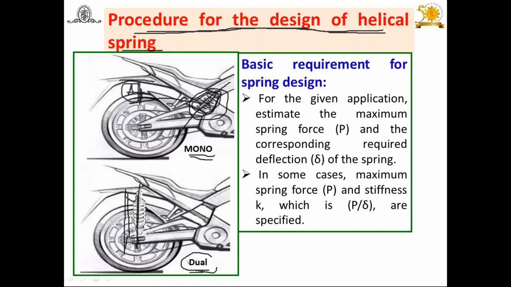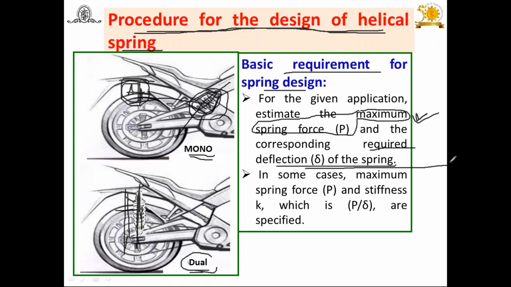Whatever may be the deflection of the spring here, but important point here, how much is this A? But in this case, directly you will get that deflection is equal to this distance. That means the basic requirement for the design of spring for a given application, how much is the maximum spring force, that we should know, or if we don't know, that we have to first of all find out. And second one, corresponding or required deflection of the spring. How much spring is going to deflect?